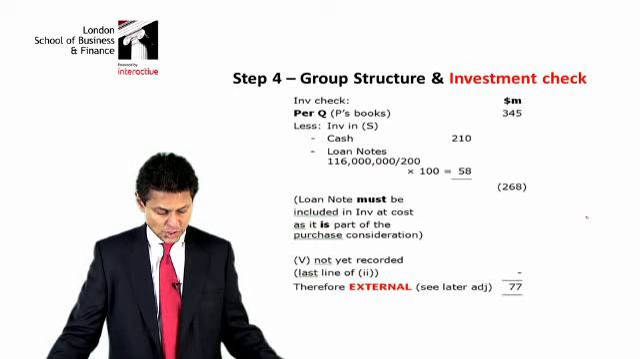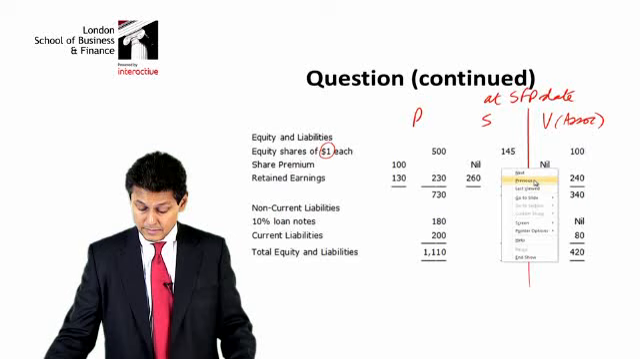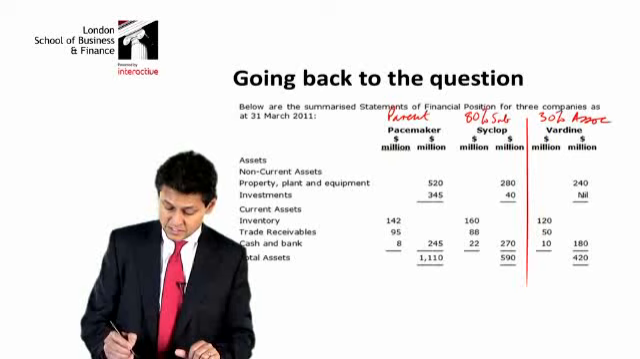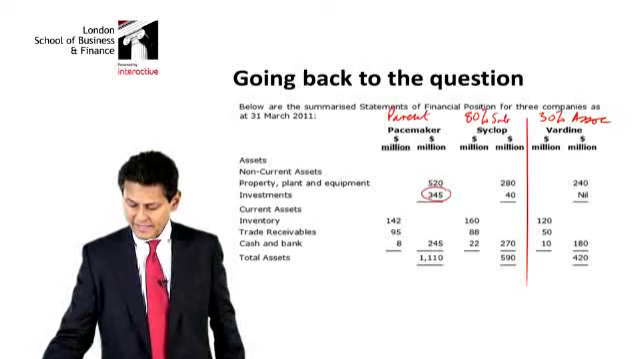So you can see there in P's books, if I were to just go back and show you the investment at cost, in P's books, parent's books, the investment stands at 345. Do you agree some of that 345 must be an investment in Cyclop and some of the shares must be an investment in Vardeen? So simple. And that's basically where I'm going to take you next.